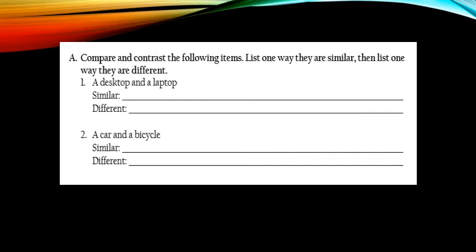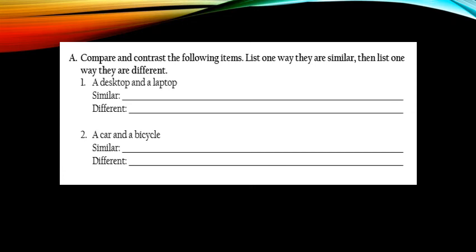Exercise A. Compare and contrast the following items. List one way they are similar, then list one way they are different. For example, a desktop and a laptop. Imagine there is a desktop and there is a laptop in front of you. Mention one similarity between them. What can you do, for example, or the shape? Then you have to mention one difference between them. Simply, you can say that a desktop is not portable. You cannot hold it in your hand, but the laptop is portable and it's easy to carry. Similarities, they both can, for example, access Microsoft Word.